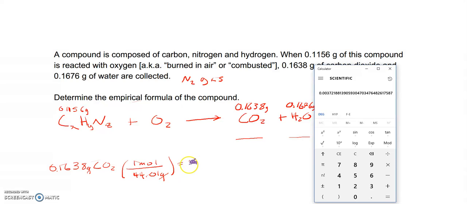Let's go ahead and write that down. 0.00372 moles. Why did I write all those decimal places? Well, because that's how many decimal places I have up here.